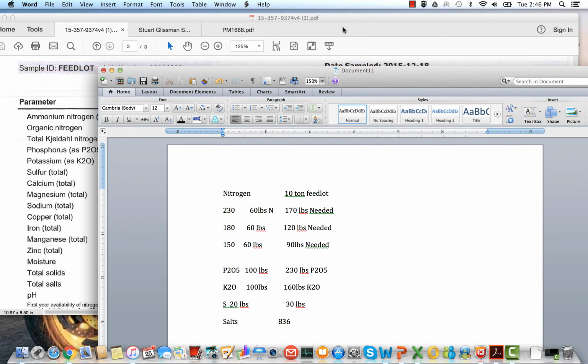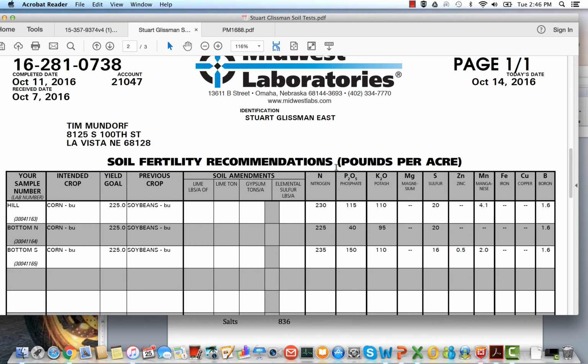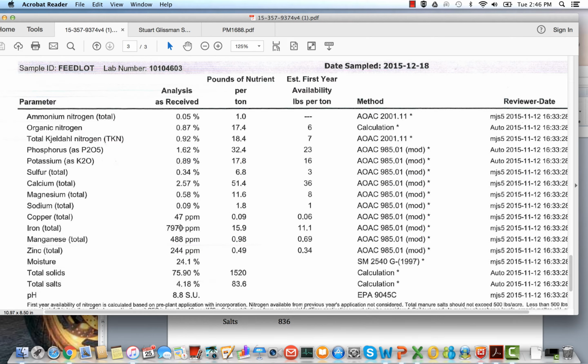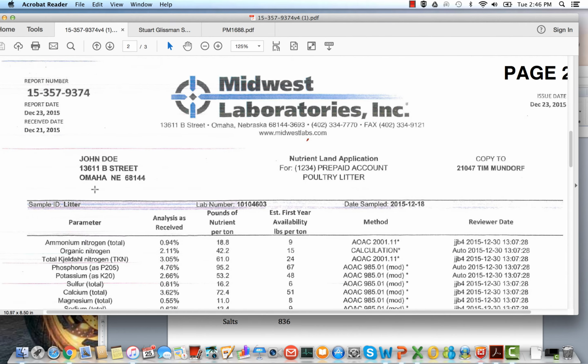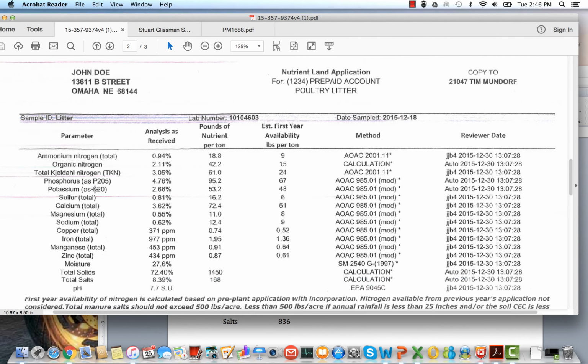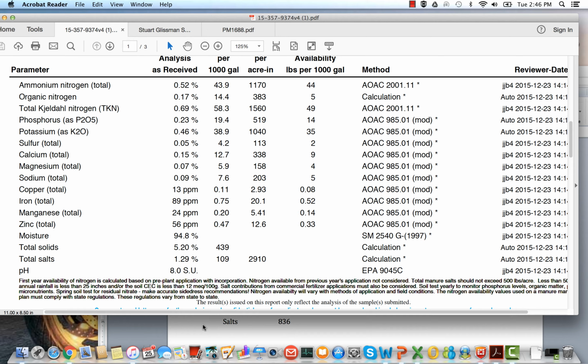And whoops, get back to the right sheet here. So yes, we would have covered that quite easily. Boron, let's go look at that. We wanted 1.5 pounds of boron according to the laboratory, and with this feedlot manure, I don't even have a boron number. Let's go look at the poultry manure. Nope. Nope. Separate analysis. Looks like it's not on the standard test for manure anyway.